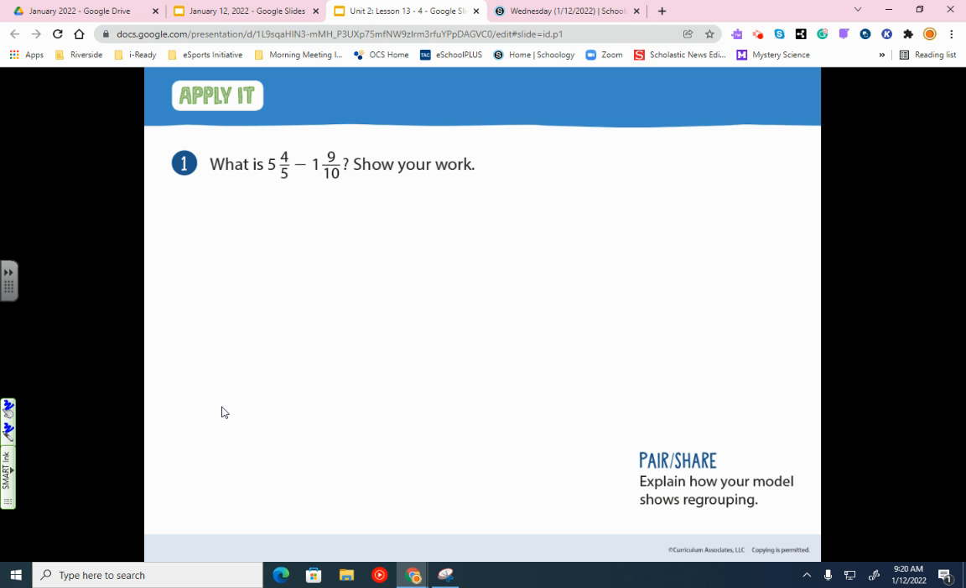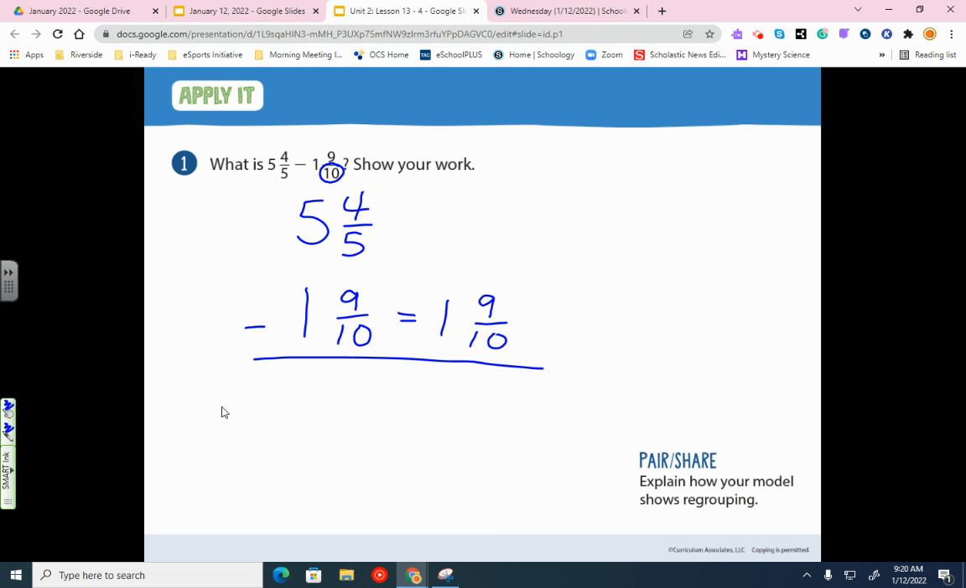It says, what is 5 and 4/5 minus 1 and 9/10? And show your work. Looking at the 10 here, we know that's a multiple of our smaller number, our 5. So that's going to be our common denominator right away. So let's set everything up. Again, if it's 10, we don't touch this bottom one because that one's already set to the parts we want. But this is where we've got to do a little work. 5 times 2, that gives me an 8 up here.